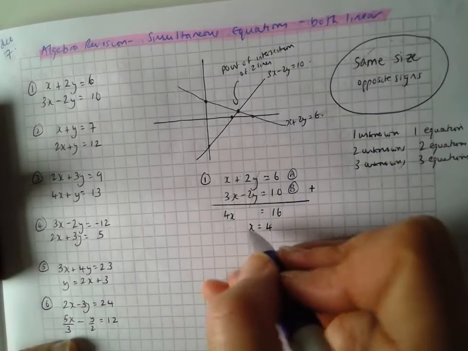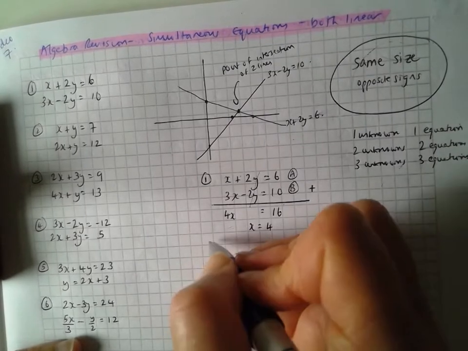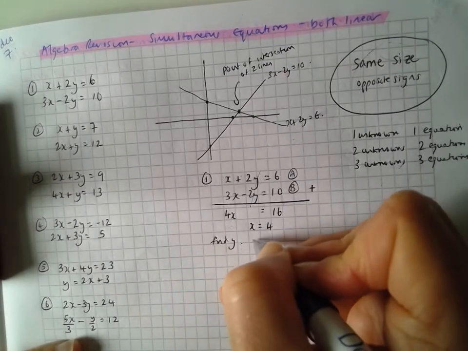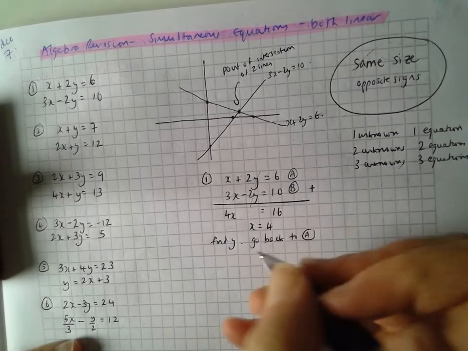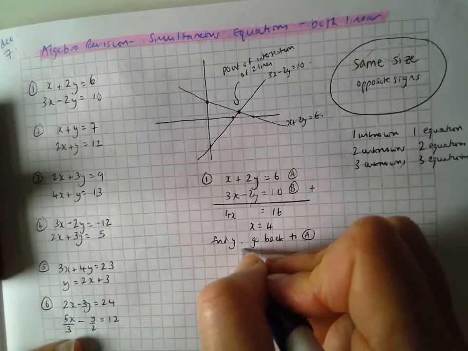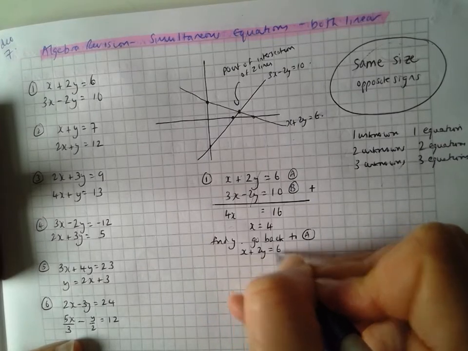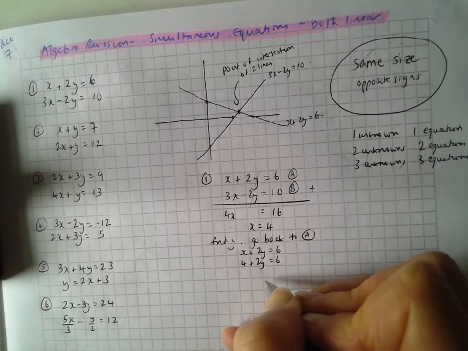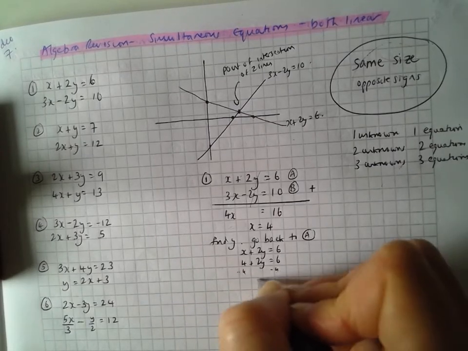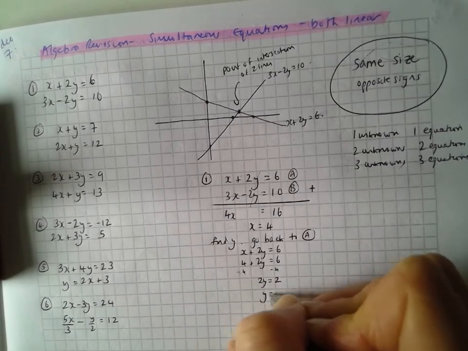So x is equal to 4 in this equation, but what about y? So to find y, we go back to either A or B. So let's go back to A. And we know now that x is 4. So if x plus 2y is equal to 6, we know that 4 plus 2y is equal to 6. So I'm going to subtract 4 from both sides. So 2y is equal to 2. So y must be equal to 1.